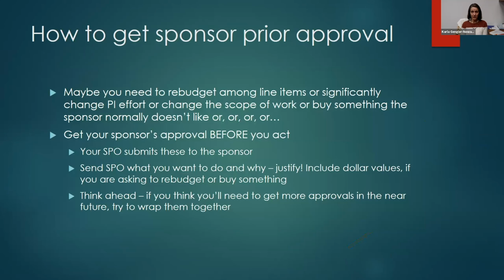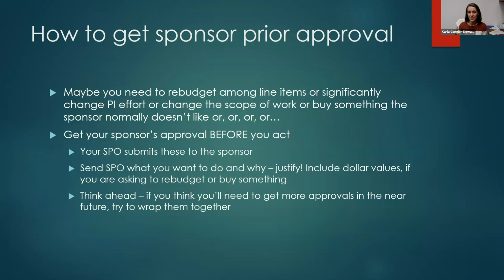If you need sponsor prior approval to overspend in one line item relative to what you proposed, or you find that you are not going to be spending one line item at all because, hey, we aren't traveling, so all that is not going to be spent. Can we use it someplace else? So if you've got to rebudget among your line items or any number of other things to talk to sponsor about, maybe you want to significantly reduce your effort. Like NIH says, if you reduce your effort by 25% or more, you need to get prior approval first. Okay, so maybe you need to do that.